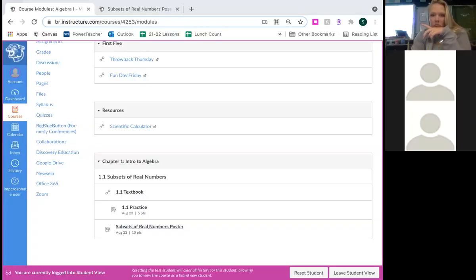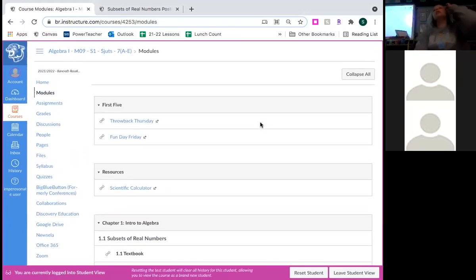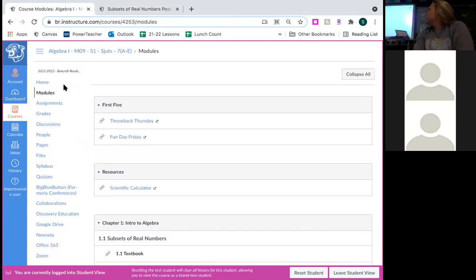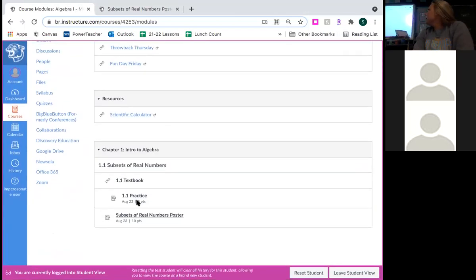One second, I've got to share my screen. Okay, beautiful. All right, so when you go into Canvas, under modules, notice I'm under modules at the bottom. Here's the 1.1 practice you did yesterday. What we are going to start working on today is the subsets of real numbers poster.